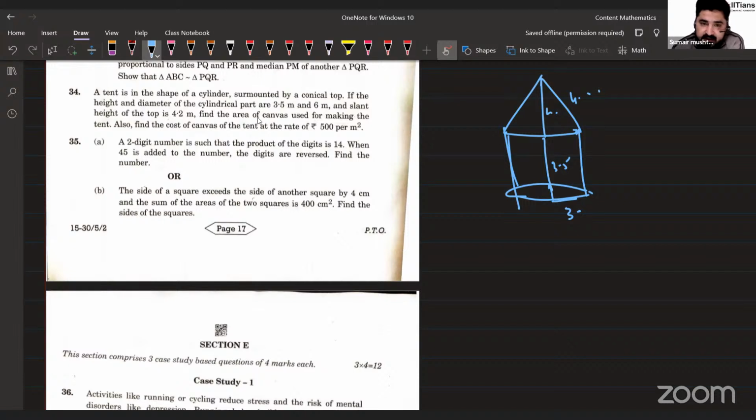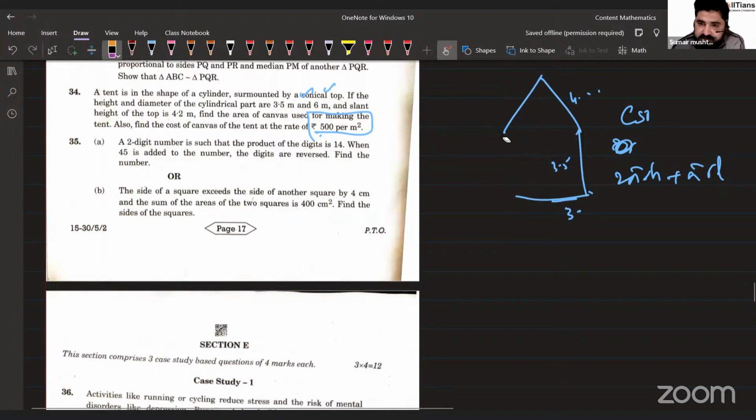You have to find the curved surface area of both of them, then multiply it by 500 because the cost is per meter square. You can see every part is in meters. So the CSA is 2 pi r h plus pi r l. Add both of them. Height is given. Multiply at the end by 500, you will get the answer. It's easy.